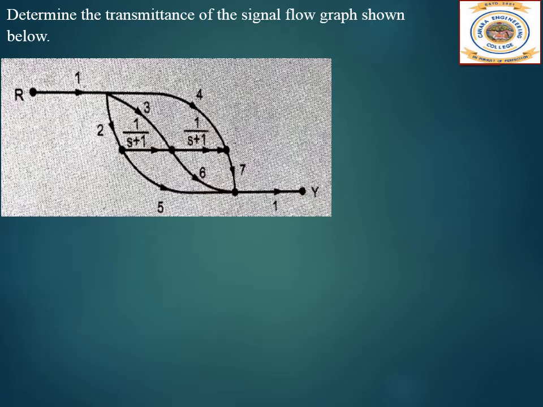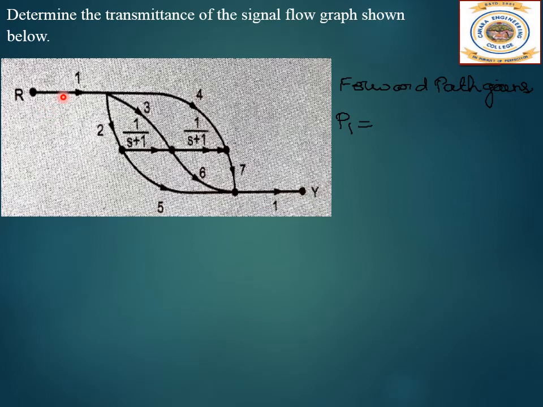First, what is the first step? First step is writing the forward path gains. So P1 is nothing but the path directed from the input to the output node. So what are the different ways of going from input to the output? One is this. In terms of path gains only, we'll talk 1 into 2 into 5 into 1. This is one forward path.